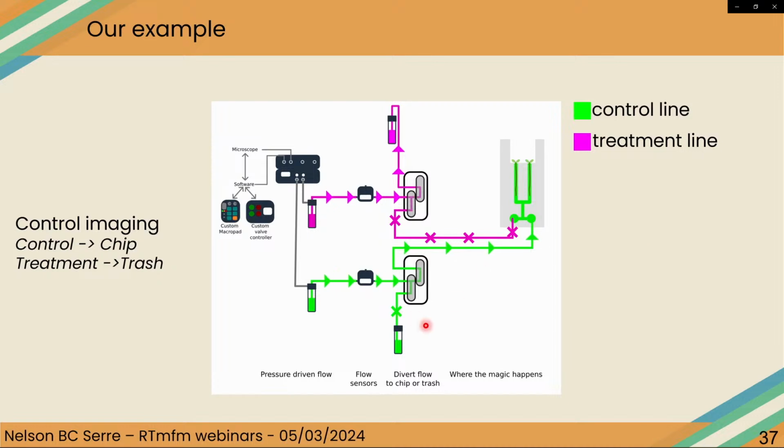And so to give you a more dynamic idea of what's happening, when I image in control, my control is going towards the chip, but not towards the trash. And my treatment is going towards the trash, so it's always moving, especially not staying at the flow sensor, which has a heating element, but it's not going towards the chip. And then I have macros and also my macro pad, I show you where I press a button or I can adjust time in the macros to trigger it automatically. Just to change this combination, so the control is now going towards the trash, not towards the chip, and the treatment is slowly replacing the control medium in the chip.